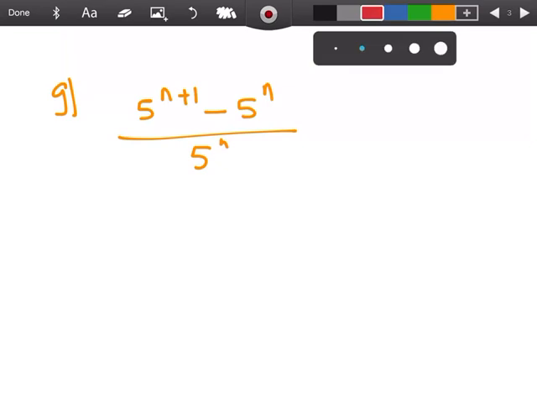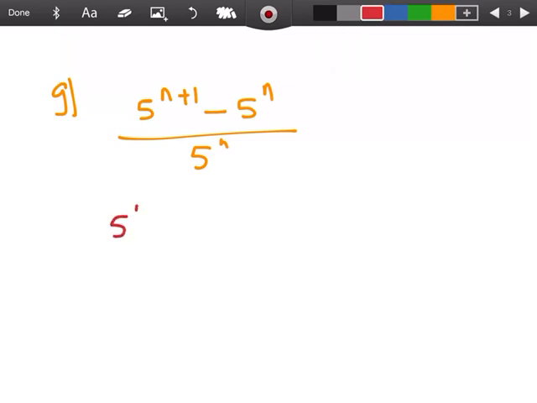So I'm just going to go right to G. Right? G is 5^(n+1) minus 5^n, all divided by 5^n. So we can't just cross the 5 and the n's out at the beginning because of that minus sign. But we've got to work with the n plus 1 again. So I think it's going to be the same kind of thing.